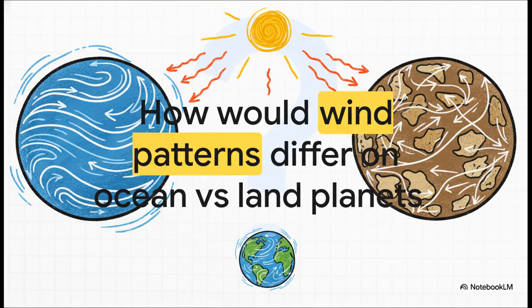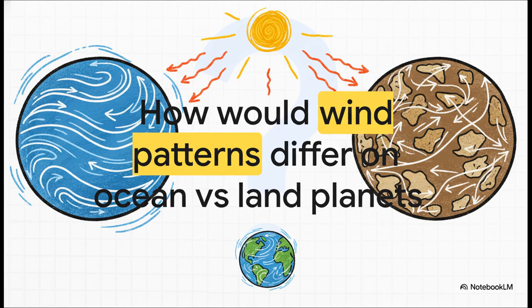So the solar energy and internal heat we just talked about actually create our daily weather. Let's do a quick thought experiment. Assume we have two completely different planets. One is entirely covered by deep oceans, and the other is just covered by dry land. Now, we know the sun heats the equator way more than it heats the poles.